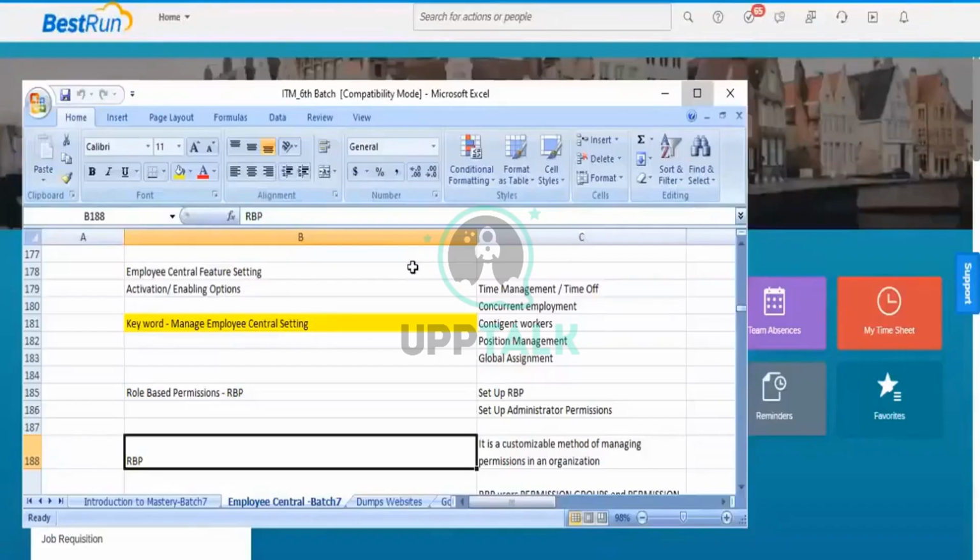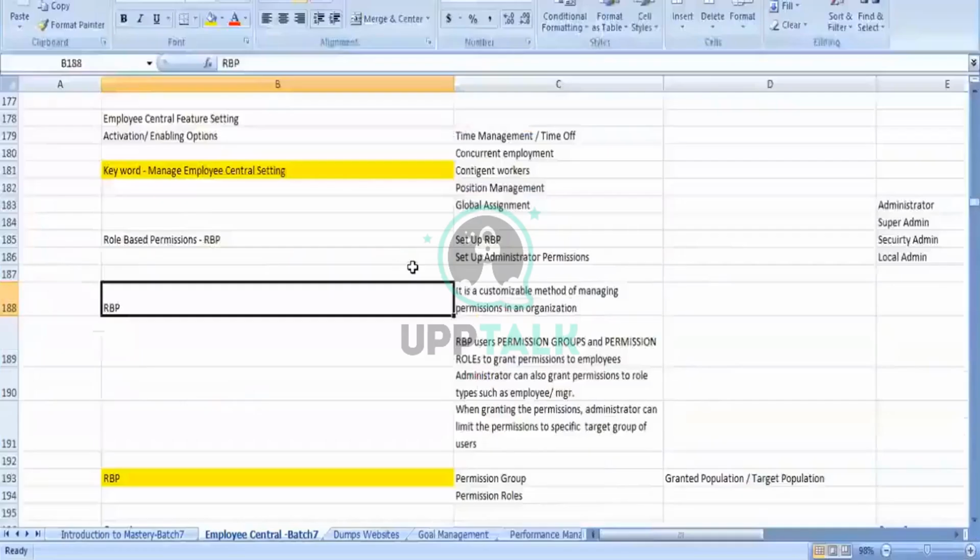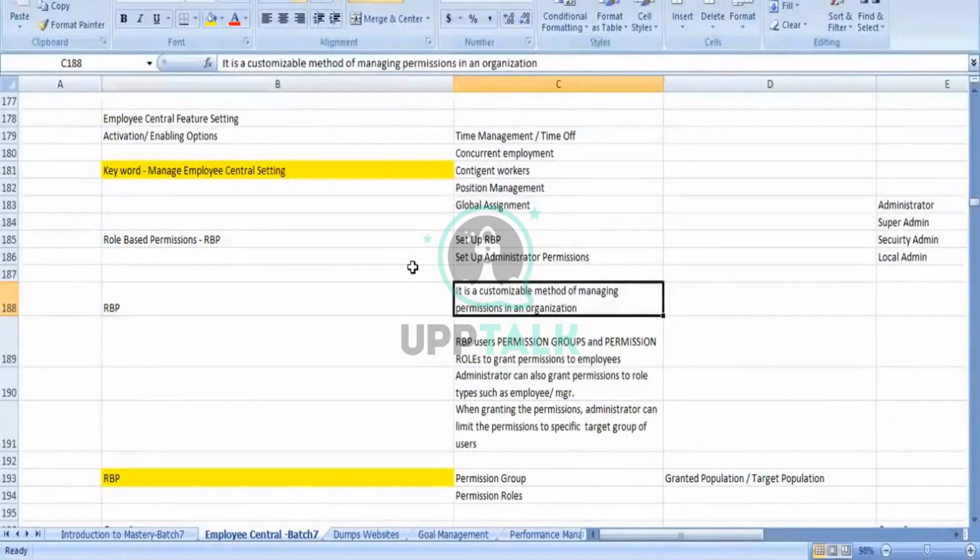We have a tool here that is RBP, role-based permission. Role-based permission is a customizable method of managing the permissions in the organization. Customizable means now I have created some permissions for my customer in the system.